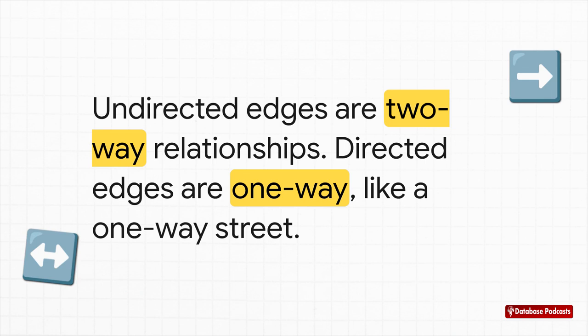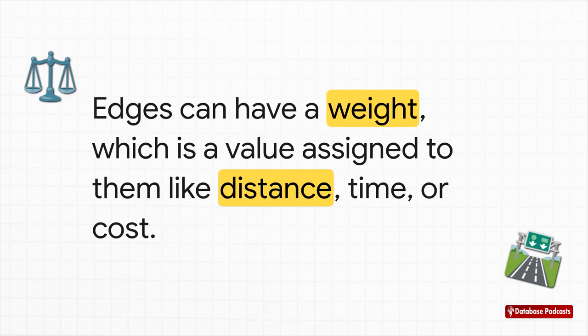And we can make our graphs even smarter by adding another layer, direction. Think about it. Some relationships are a two-way street, right? Like a friendship on Facebook. If you're friends with me, I'm friends with you. That's an undirected edge. But other relationships are one-way, like on Twitter. You can follow someone without them following you back. That's a directed edge. It's like a one-way street. And this little detail is super powerful for modeling things like actual traffic flow or who depends on whom in a project.